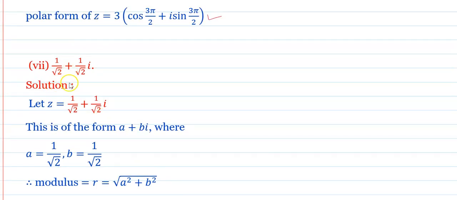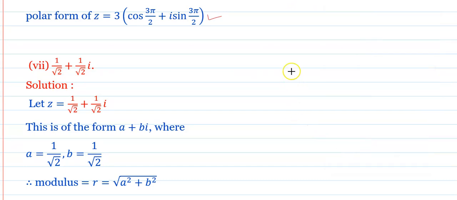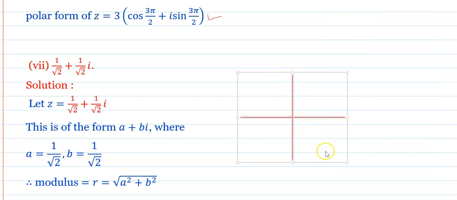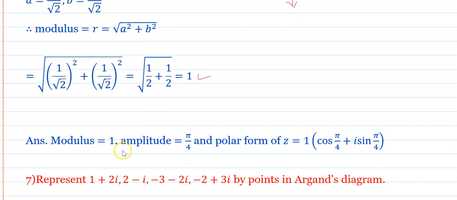The given point lies in the first quadrant. Okay, and here it's clear that the sine of 45 is 1 by root 2, cos of 45 is again 1 by root 2, and hence the amplitude, that is theta, is pi by 4. The angle is pi by 4, and therefore the polar form, the modulus is 1, amplitude is pi by 4, therefore the polar form of z is equal to 1 in bracket cos of pi by 4 plus i times sin of pi by 4.